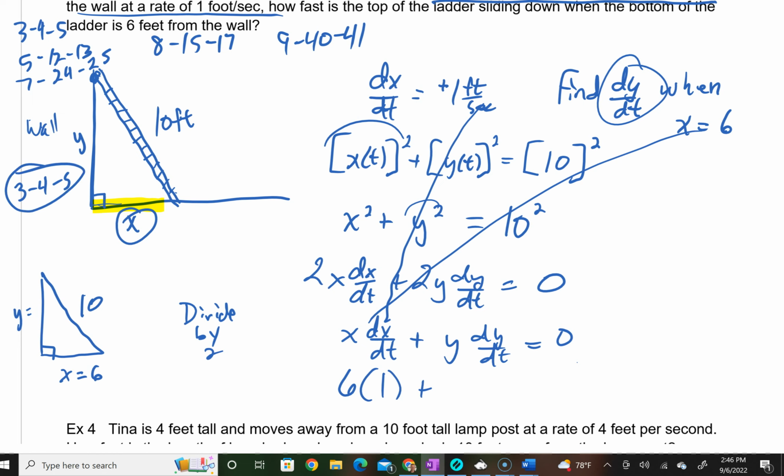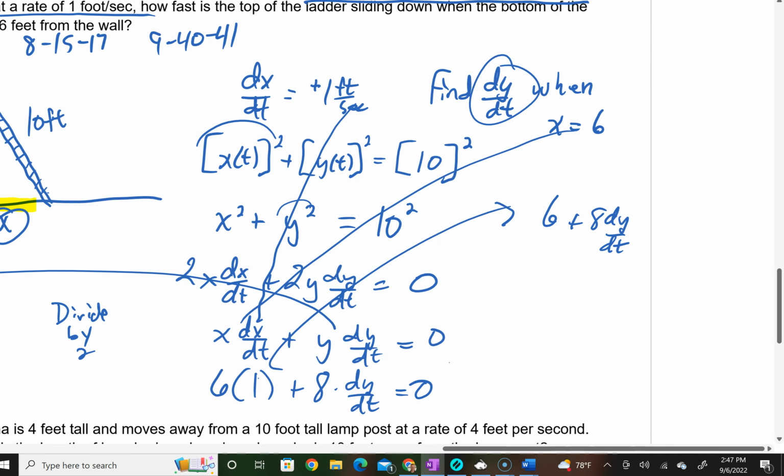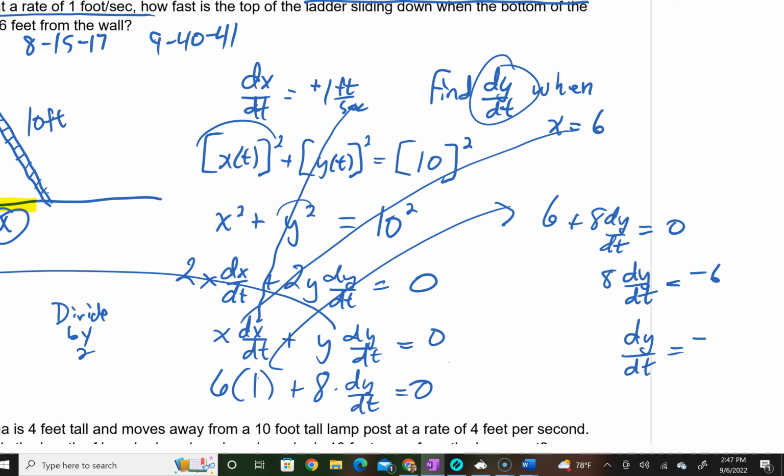Look at that, 3, 4, 5. If I double that, I'd get a 6, 8, 10. Wow. Hey, that's pretty nice. y would have to be 8. So I'm going to, real quickly, plug in the 8 right here and then solve for dy/dt. Well, 6 times 1 is just a 6. And then we just solve for dy/dt. We can subtract our 6, divide by 8, and don't forget, let's put in units here.